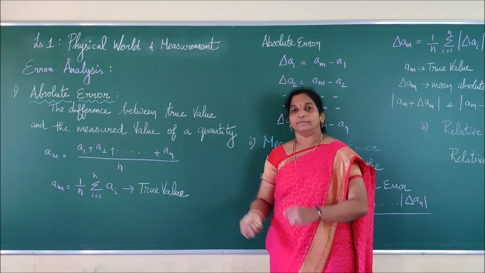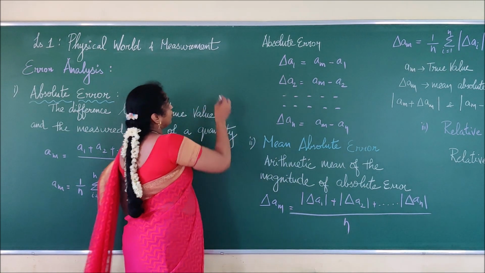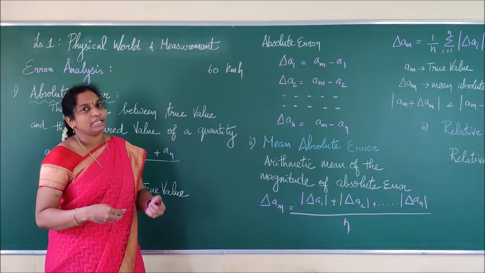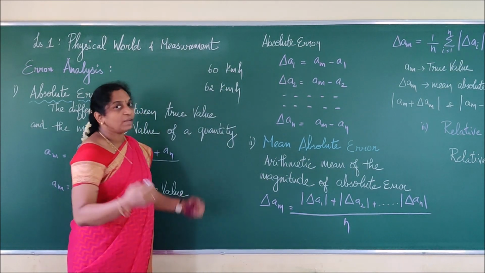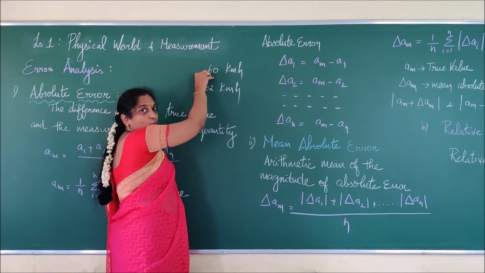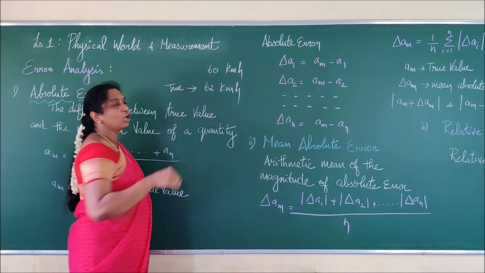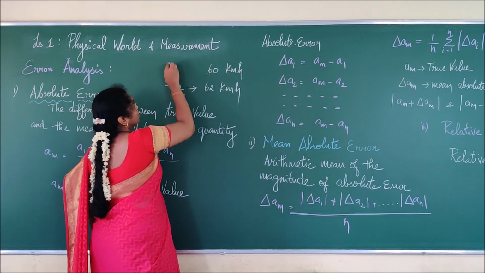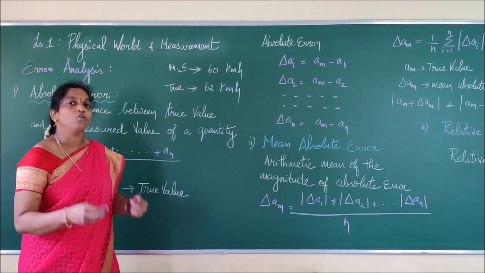If we take an example, we are traveling in a car. The speedometer is showing 60 km per hour, but actually I am moving at 62 km per hour. So 62 km per hour is the true value. But the instrument, the speedometer, is showing 60. We call this the measured value.